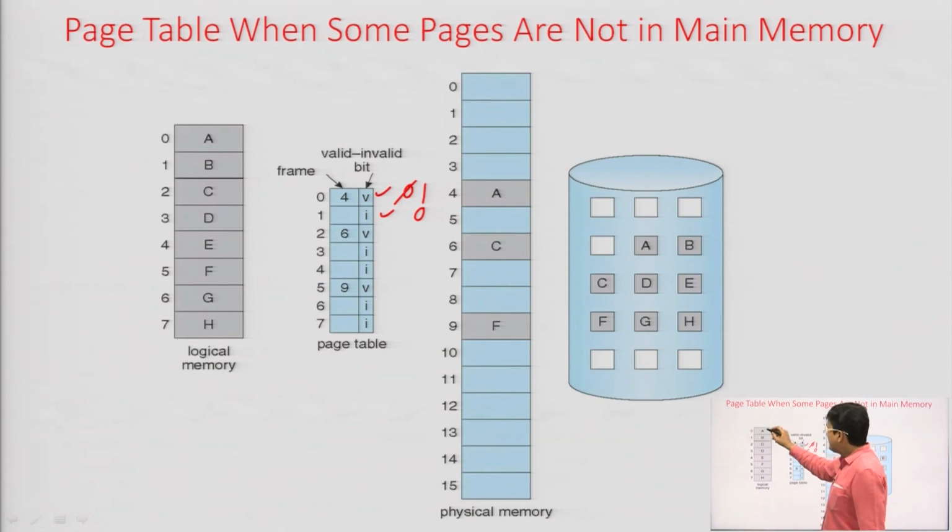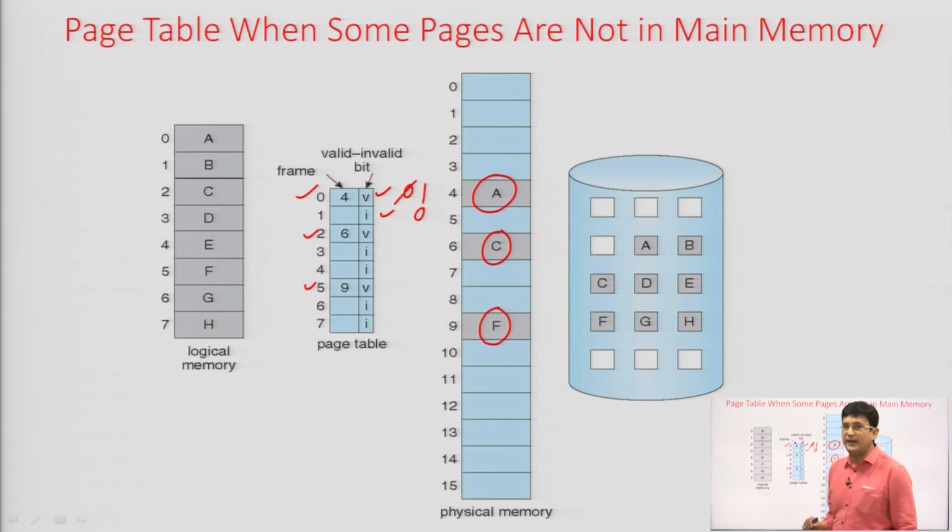And here the pages are A, B, C, D, E, F, G, H. We are going to accommodate these pages in the main memory, but we will not be accommodating all the pages at the same time. Some of the pages will be in the main memory and some will not. This depends on the number of frames you have allocated to the process. So let us say page 0 is present in frame 4, page 2 is present in frame 6, and page 5 is present in frame 9. All other pages are not present. So we have maintained a page table containing 8 entries, but out of this only 3 entries are valid and the others are invalid.